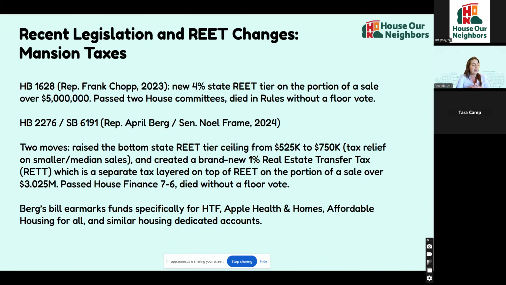And then folks built on that. Rep. April Berg ran a bill the following session, and that bill specifically shifted the money towards housing. It took what Frank Chopp's bill did, and it added a requirement that all of those funds would be specifically earmarked for the Housing Trust Fund, Apple Health and Homes, Affordable Housing for All, and other housing programs. So that was a super good next step, but the bill still didn't get through. It still struggled in spite of the changes to it. The detail in that next paragraph is explaining what happened to that bill. It moved forward and then halted.